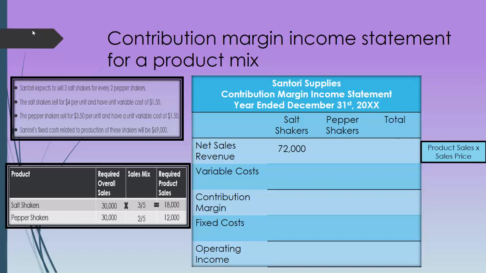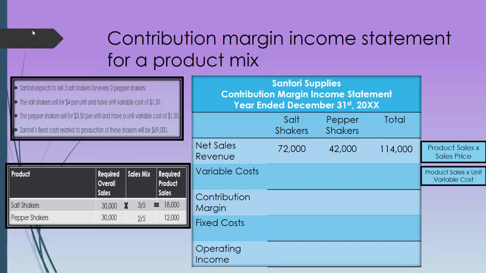For pepper shakers, our required product sales were 12,000. We're selling the pepper shaker for $3.50 per unit, taken from the information, which means if that comes to fruition, we're going to make $42,000 in sales revenue off of pepper shakers, and in total, we're going to have $114,000 in net sales revenue.